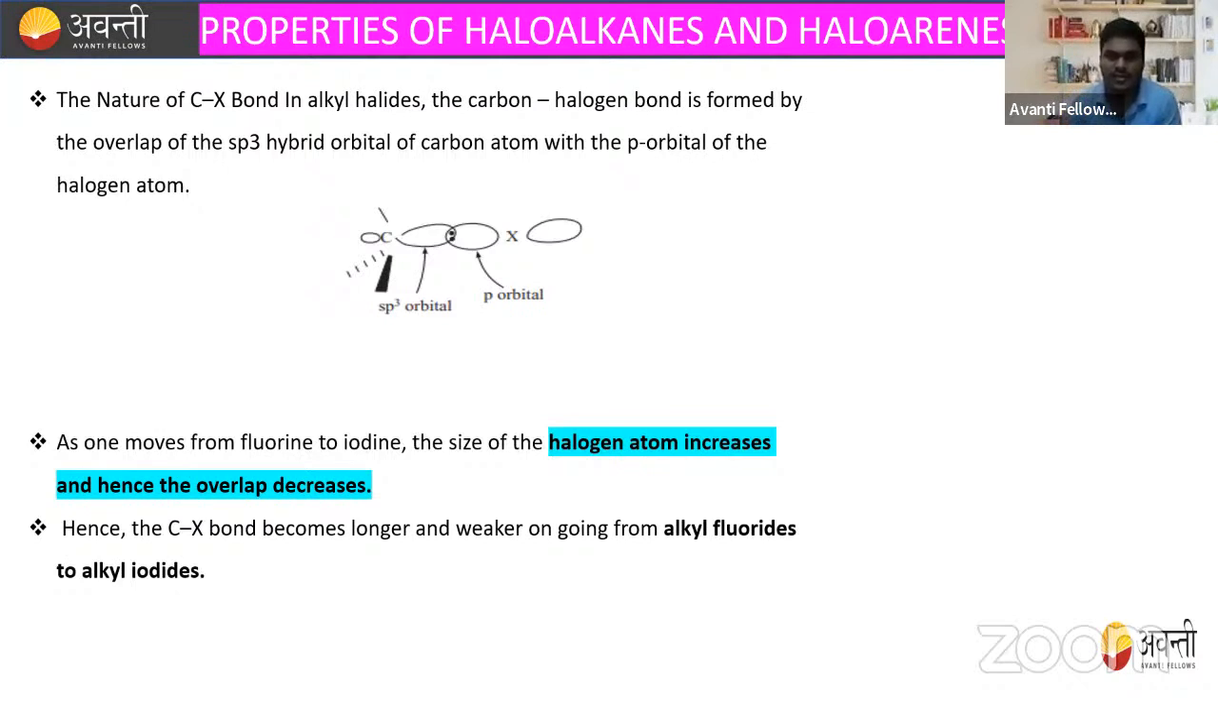As we move from fluorine to iodine, the size of the halogen atom increases and hence the overlapping decreases.